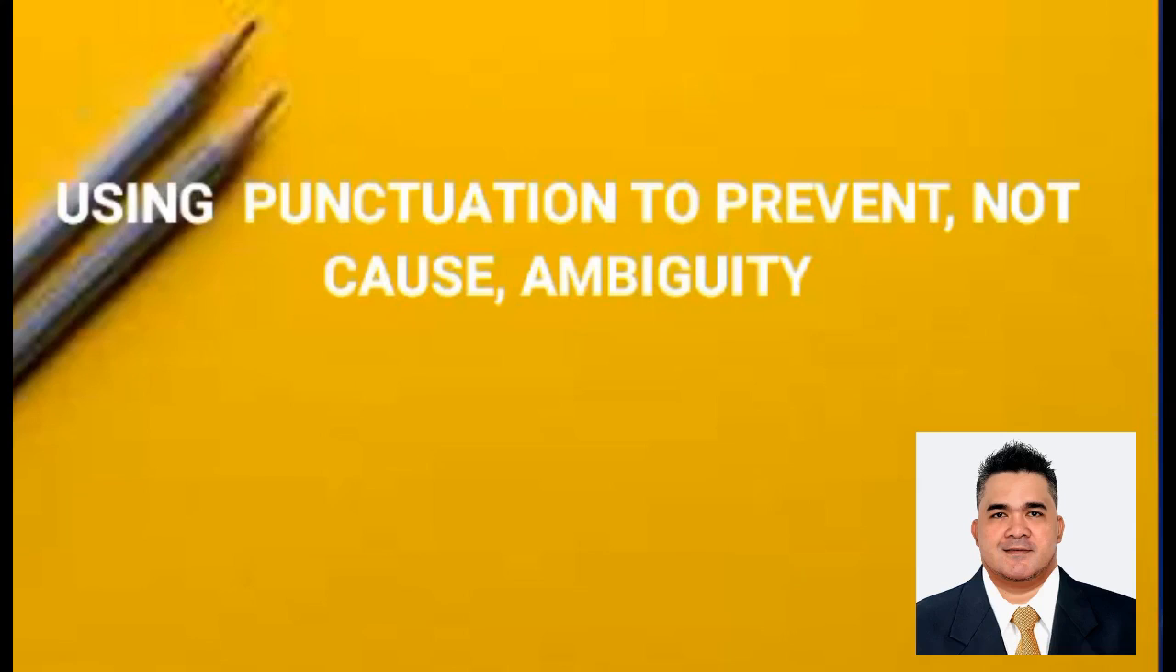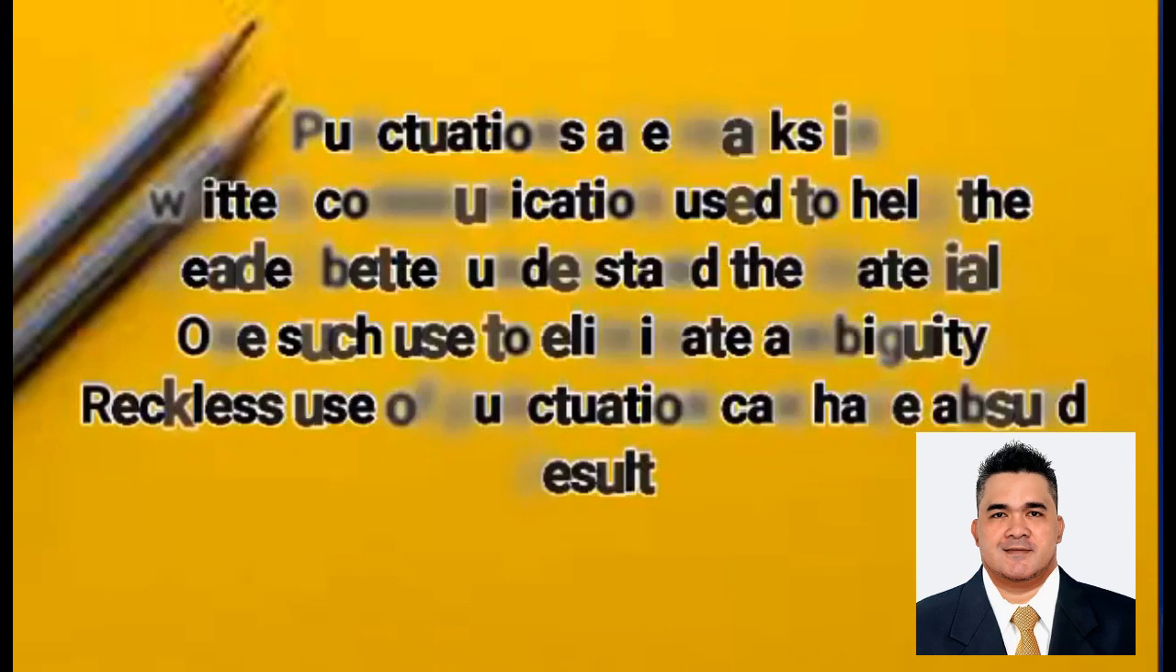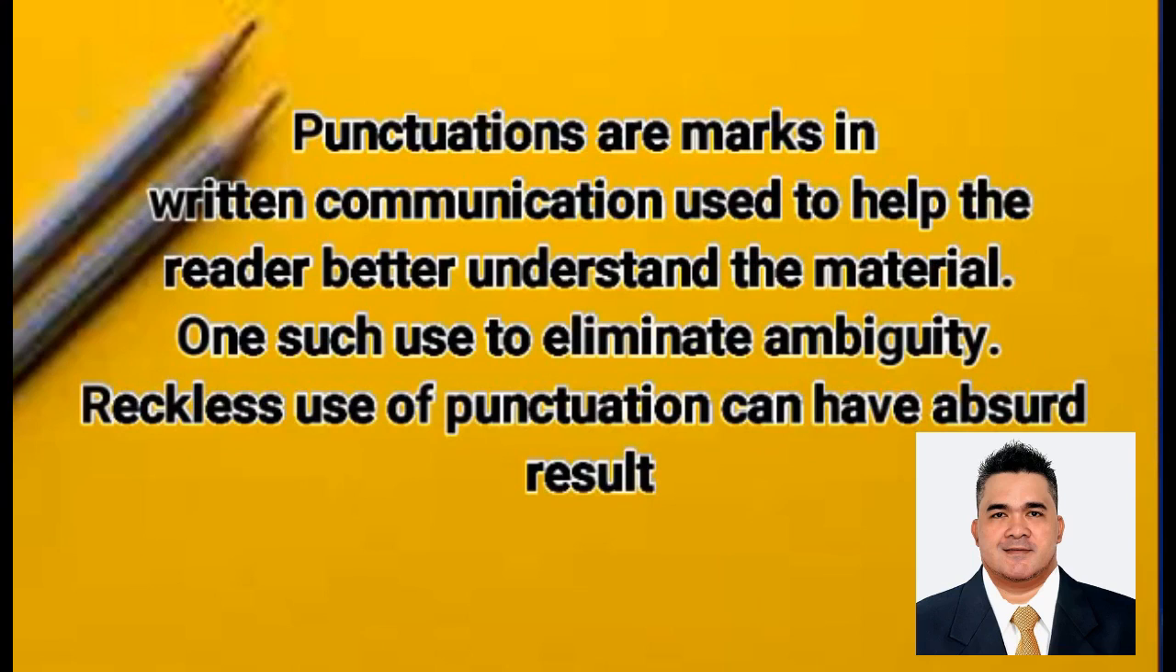Good day, everyone. In the continuation of our report regarding clarity, let's proceed to rule number 5. Using punctuation to prevent, not cause, an ambiguity. Punctuations are marks in written communication used to help the reader better understand. One such use is to eliminate ambiguity. Reckless use of punctuation can have absurd results.